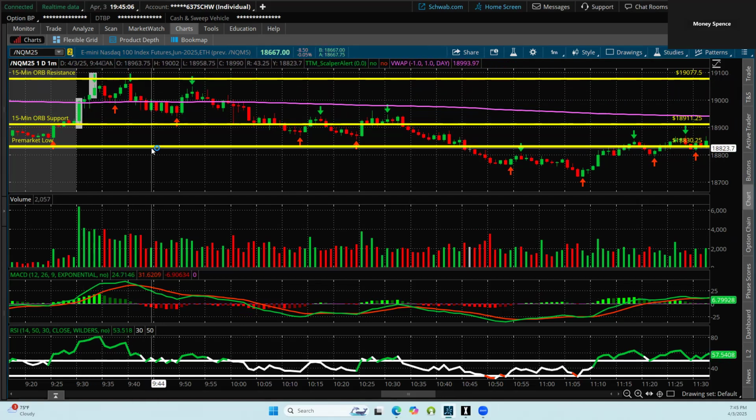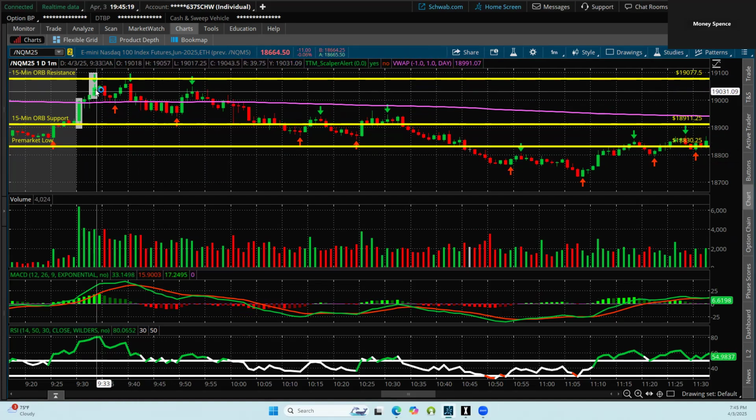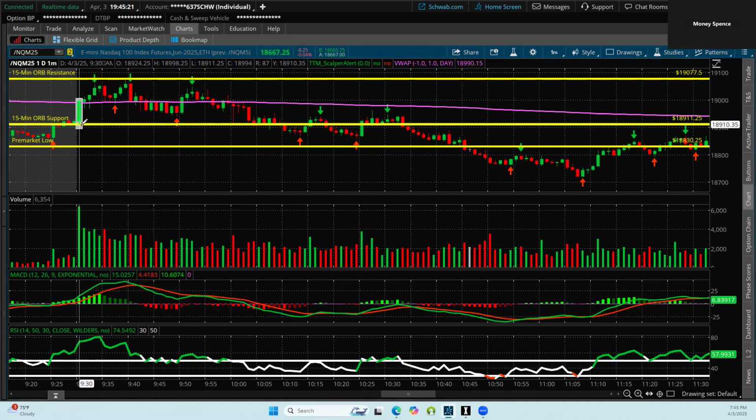Now, if you're trading SPY futures, per point it's going to be $50. So with NQ, let's say, for example, you were playing the 15-minute ORB trading strategy on the open.